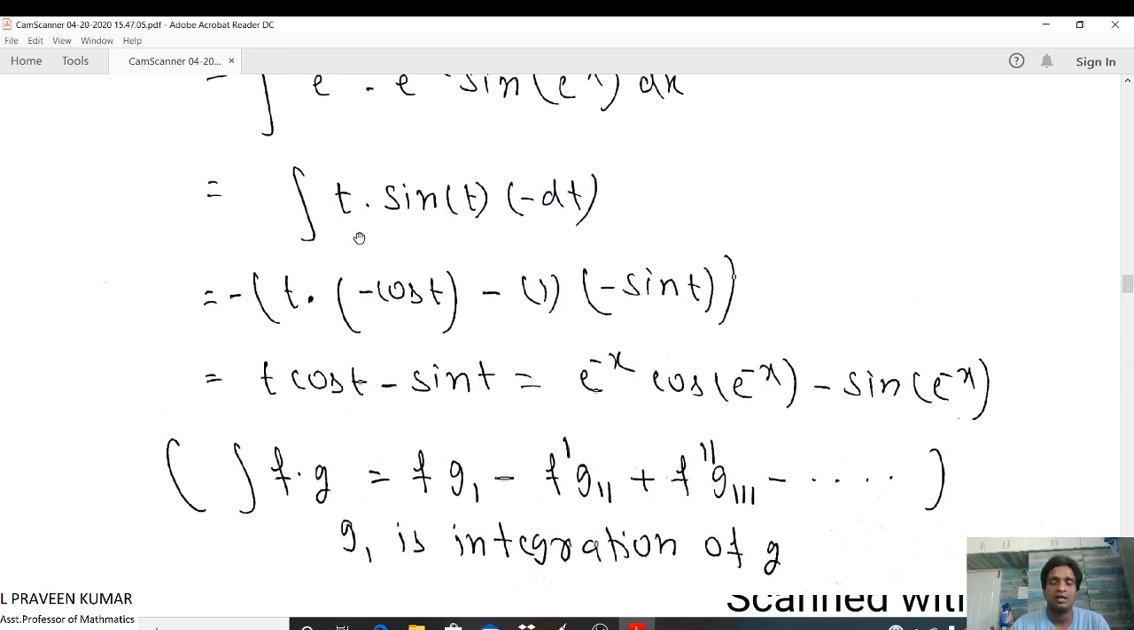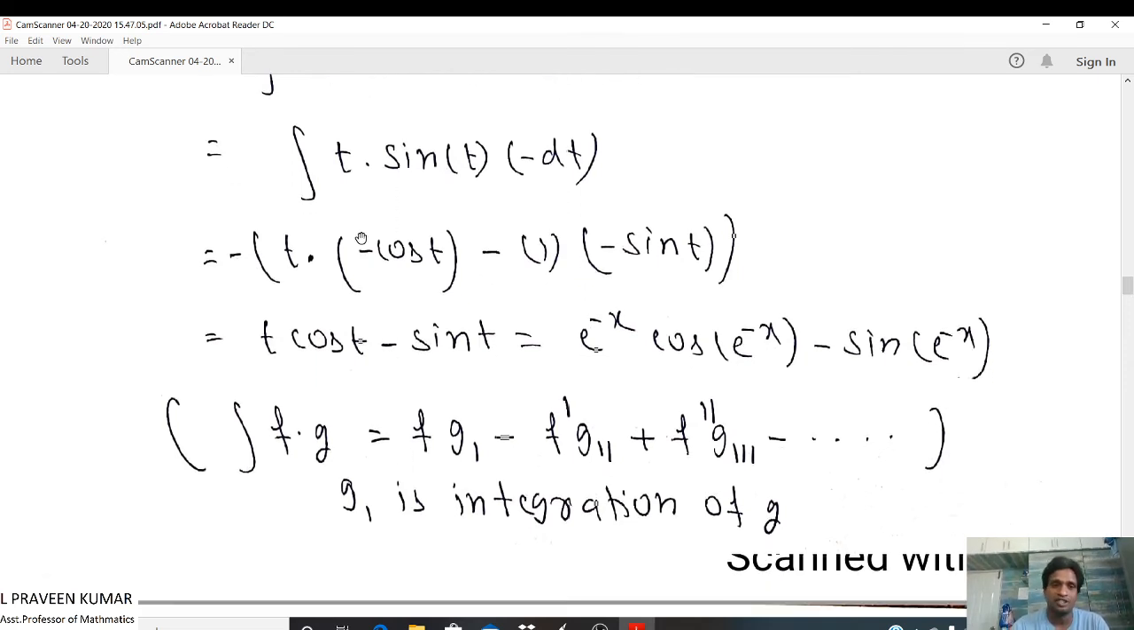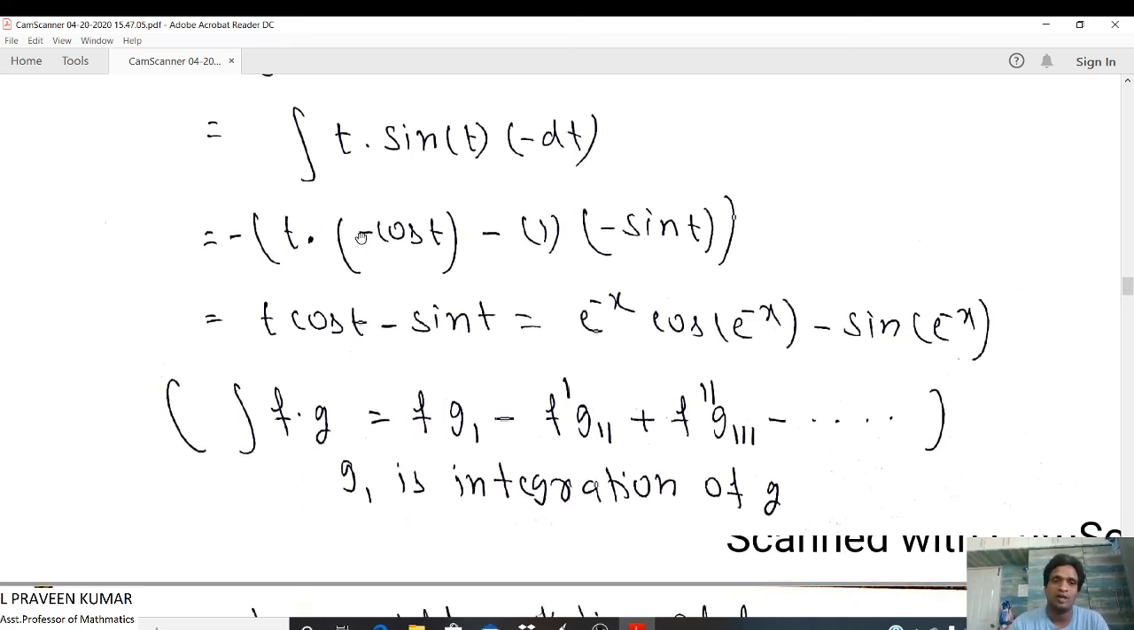By applying the integration by parts formula directly here: the integration of t into sin t is minus cos t, and the differentiation of t is 1. The integration of minus cos t is minus sin t. It becomes minus into minus, plus t cos t, minus into minus, plus again 1 into minus sin t. Replacing t with e^(-x), we get e^(-x) cos(e^(-x)) minus sin(e^(-x)).